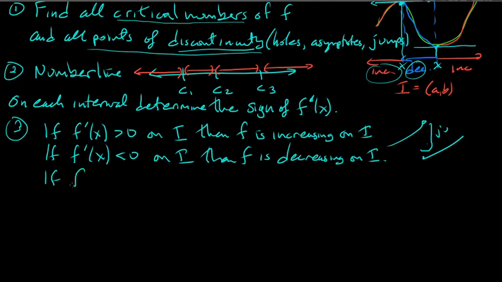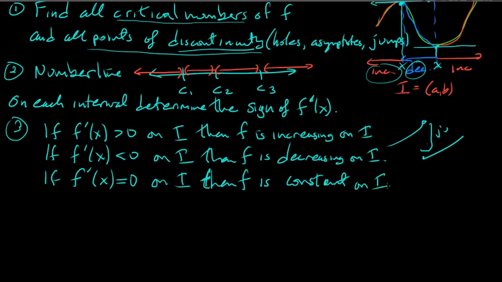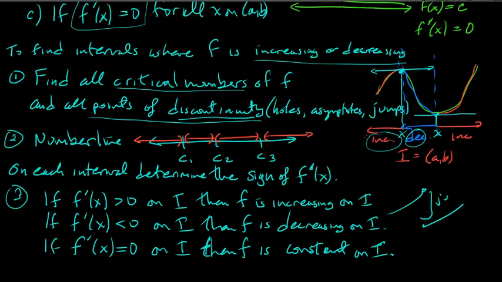And it could happen, although there's not a lot of functions that do this, where the derivative equals 0 everywhere on the interval. Maybe for a piecewise defined function, you can come up with such a function, but they don't naturally occur, right? So for some piecewise functions, the derivative could be 0 everywhere, in which case f is constant on the interval. But again, that doesn't happen often. Okay, so this is how to determine where the intervals of increasing and decreasing are.